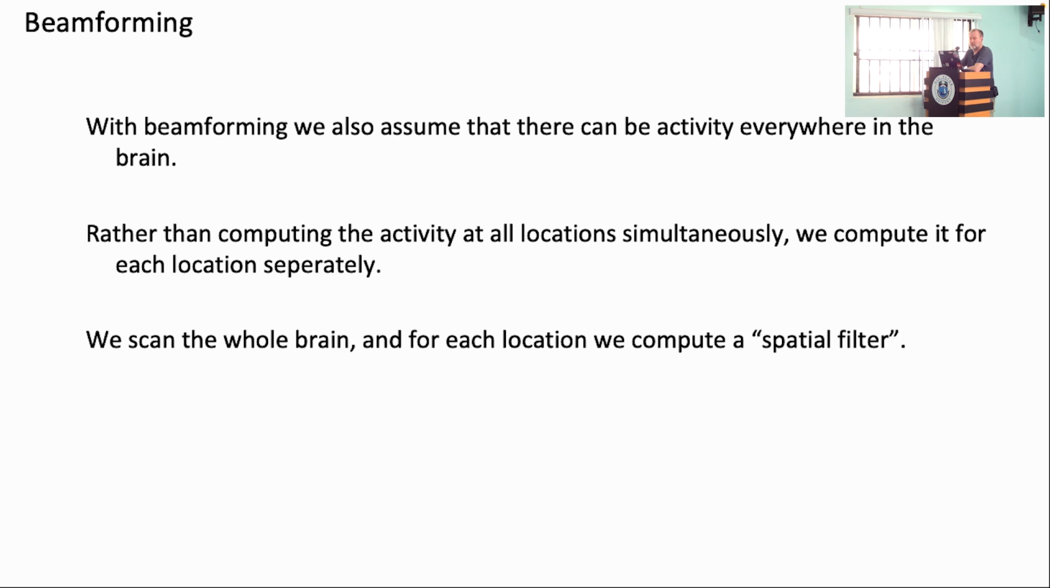So the approach with beamforming is that we scan the whole brain, and for every location where we consider a dipole to be possible, we compute what is called a spatial filter. So the day before yesterday, during the pre-processing, I talked about filters. I talked about how we use a low-pass filter or a high-pass filter. You can also think about a spatial filter. A spatial filter zooms in on activity coming from a specific location in space while suppressing activity coming from other regions in space.